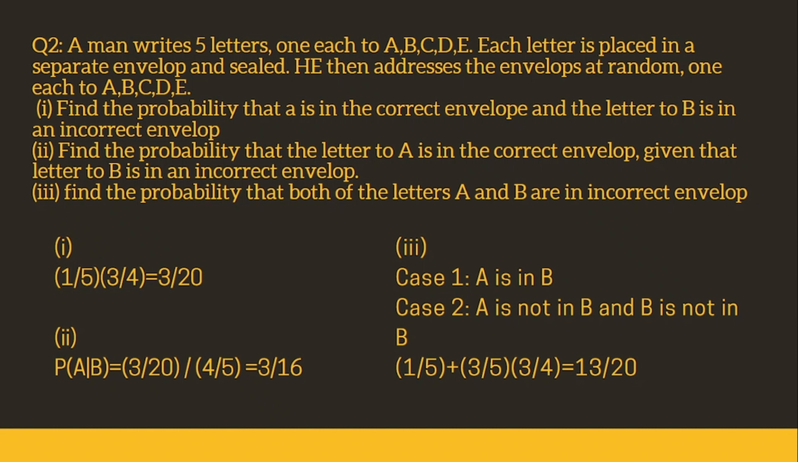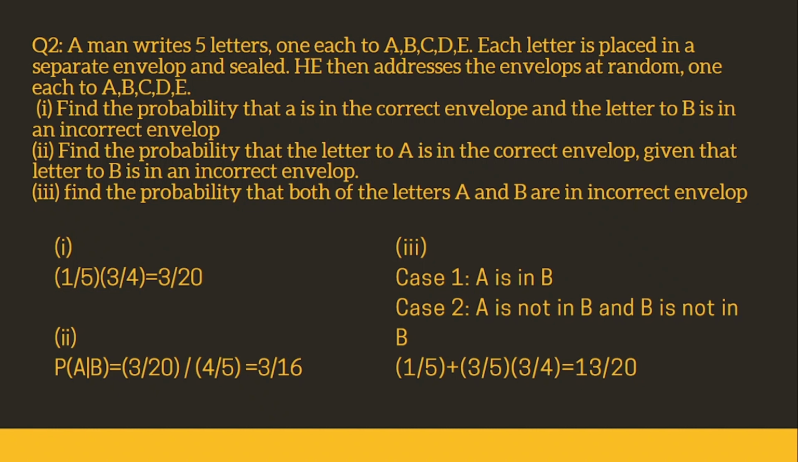Then for part 3, this may be a bit confusing, but basically, there are only 2 scenarios. The first case is that A is in B, and because A is in B, it will inherently mean that B is not in B also. So it will be somewhere else. So that's our first case. And when that's the case, we just need A to be in B. So that's 1 over 5. Then wherever B is, as long as A is in B, that will account for all the scenarios. So that's why you only have 1 over 5.